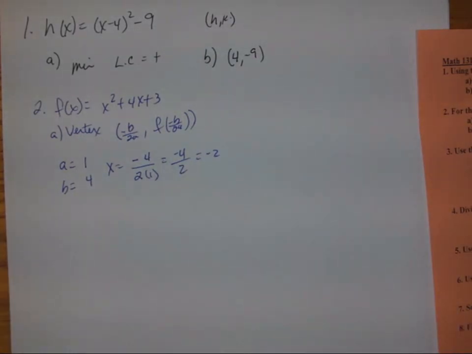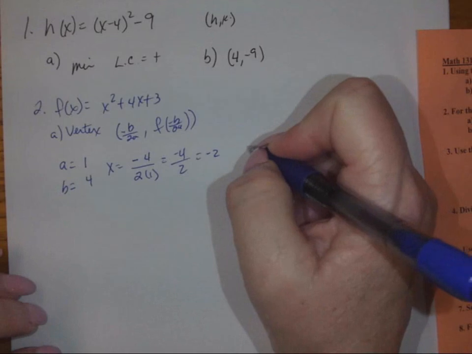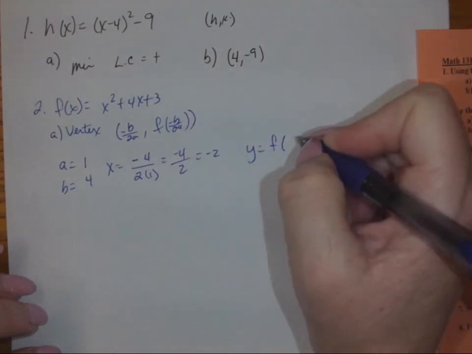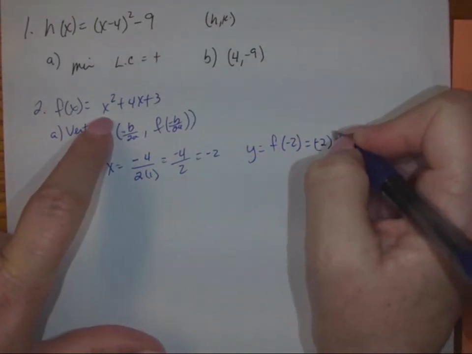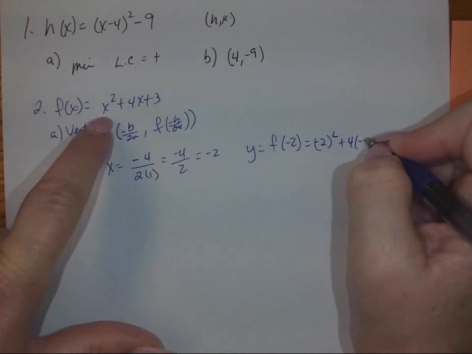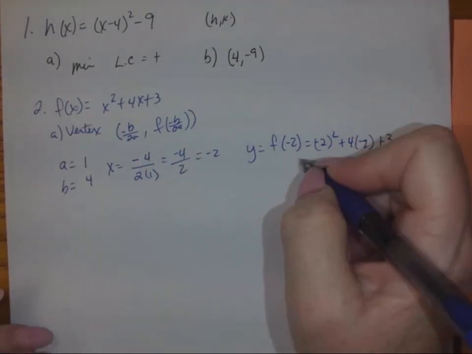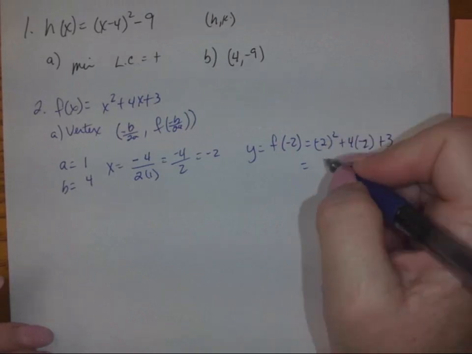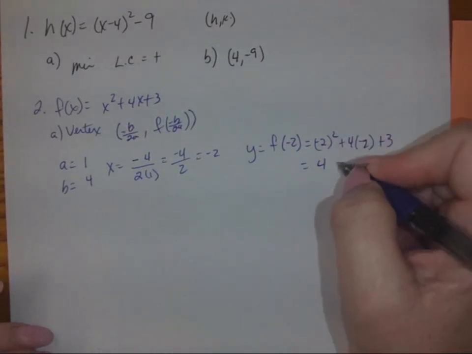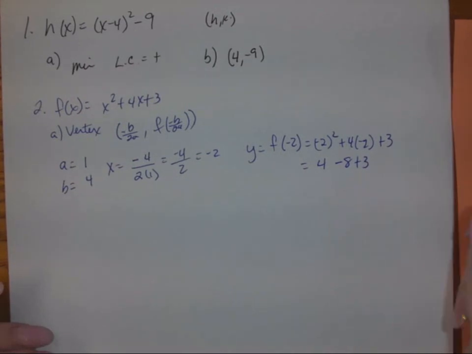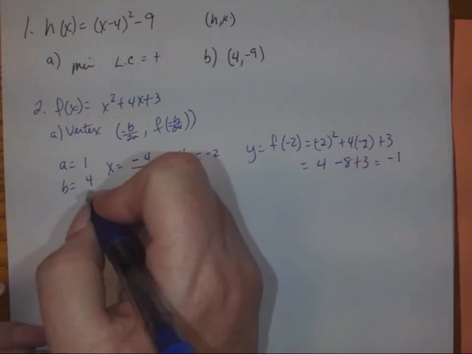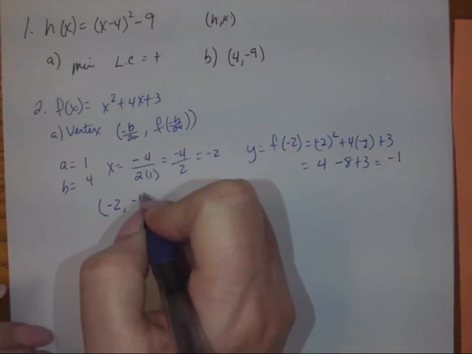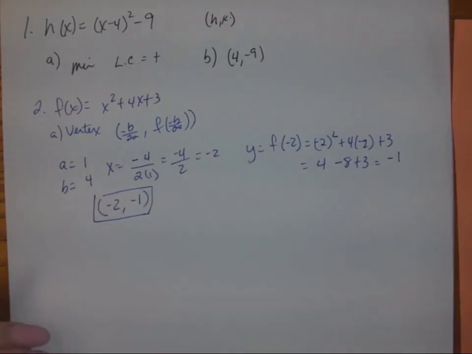Now we need to find the function of that part. So our y is equal to the function at negative 2, which will be negative 2 squared plus 4 times negative 2 plus 3. So negative 2 squared is positive 4. 4 times negative 2 would be negative 8, plus 3. So our value ends up being negative 1. So our vertex is (negative 2, negative 1). All right, so now that we have the vertex, let's go find our intercepts.